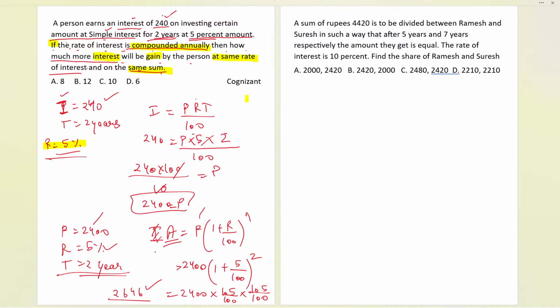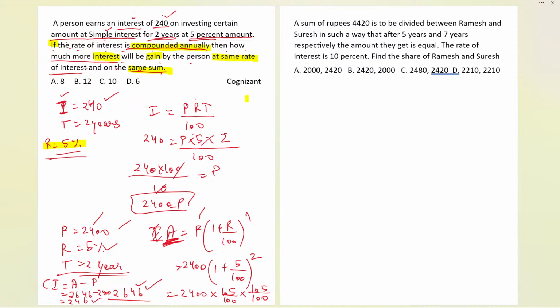Interest is basically, if I know the amount, the compound interest can be calculated by subtracting amount minus principal. Amount is this 2646 minus the principal 2400. Now it will be 246. Okay, 246. When I solve it next time, I'll definitely take more space over here. But okay, let us consider that only.